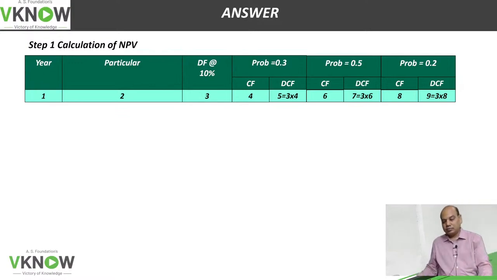under probability column, probability equal to 0.3, two columns, cash flow column and discounted cash flow column, then probability equal to 0.5, cash flow, discounted cash flow. Discounted cash flow means PV of cash inflow, and probability equal to 0.2, cash flow, discounted cash flow. So we will get three answers.